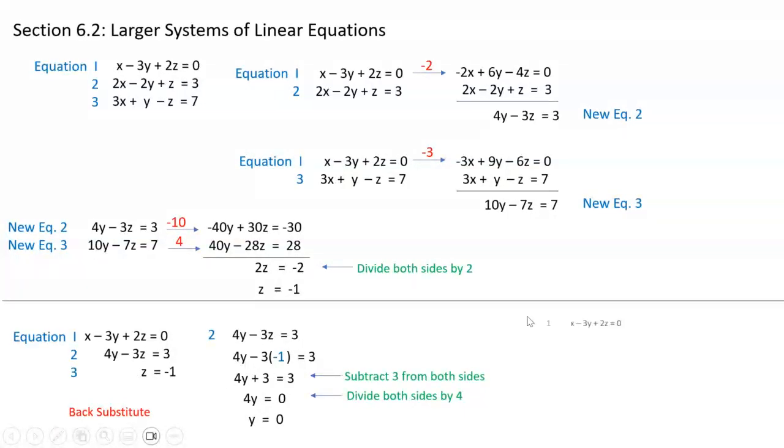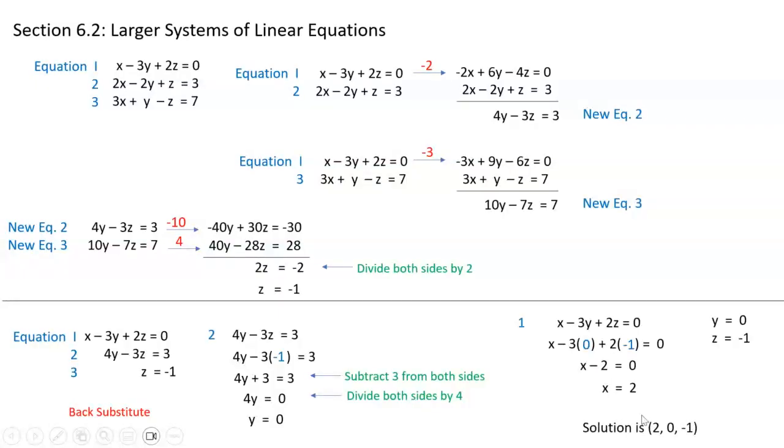Now I go back to equation number 1, and I'm going to plug in 0 for y and negative 1 for z. So my y is 0, plug in 0 there, and my z is negative 1, plug in negative 1. So I'm going to get x minus 2 equals 0. I add 2 to both sides, so x equals 2. So I solve the system, which is (2, 0, -1). That's my solution.